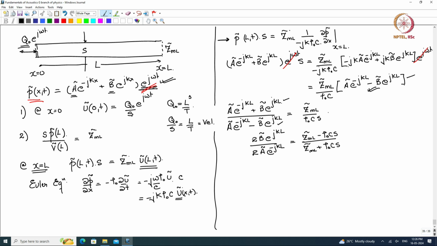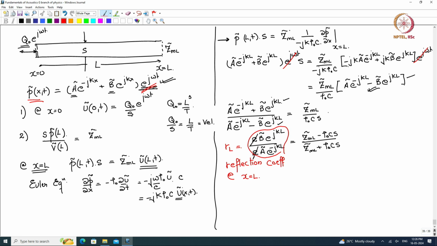Okay. So this is gone. Now this happens to be the reflection coefficient at x equal to L, and we will call it RL.